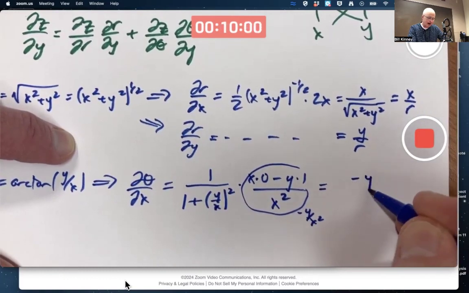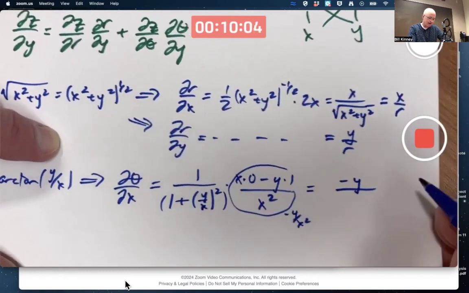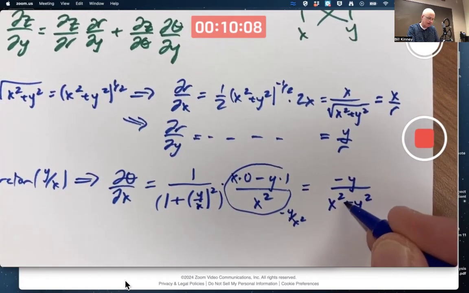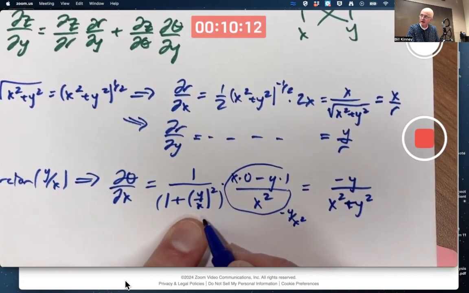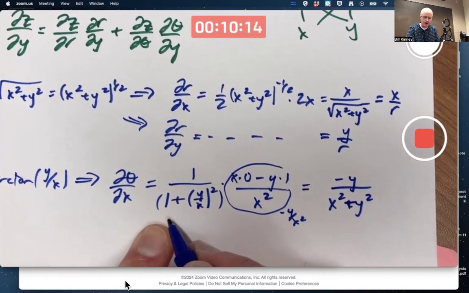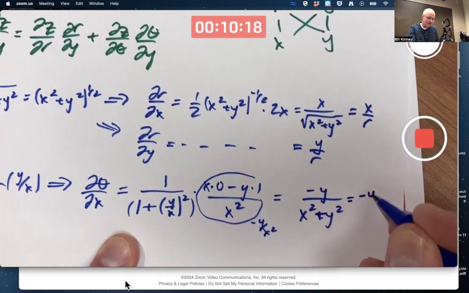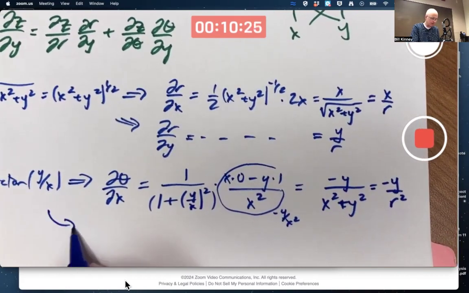Bring the negative y up top, multiply the x squared through the bottom here, it'll become x squared plus y squared. Do you see that? You multiply that x squared down there, it'll cancel with the x squared here. Have an x squared there. It'll simplify to that. And this is negative y over r squared. Kind of cool. How about the partial with respect to y?